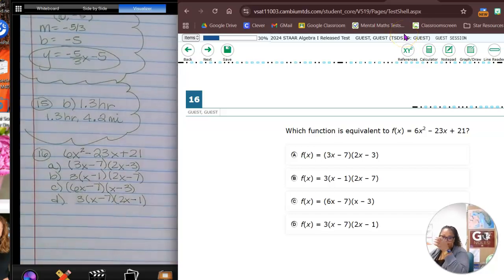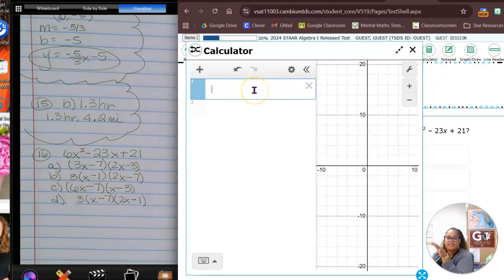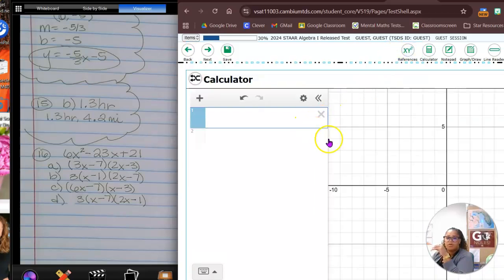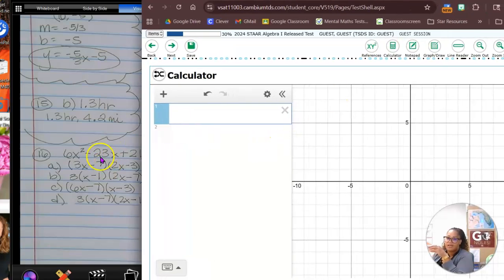Now, I'm looking at 6, 23, and 21. So let's see which ones align with this. So come to Desmos. And as I type these in, if I look at my graph and I see that one doesn't match, I'm going to delete it. I'm not going to have all of these typed in at one time. I just need the original and the one answer that matches visible.